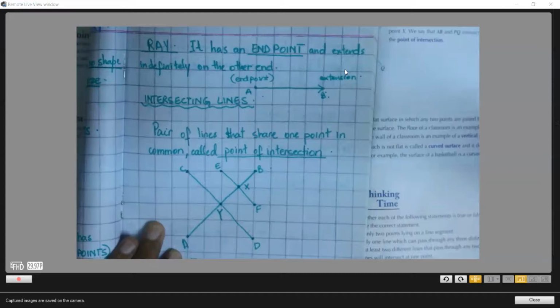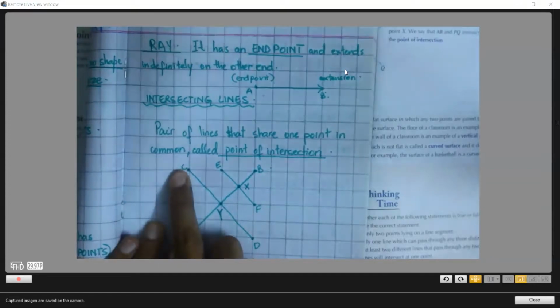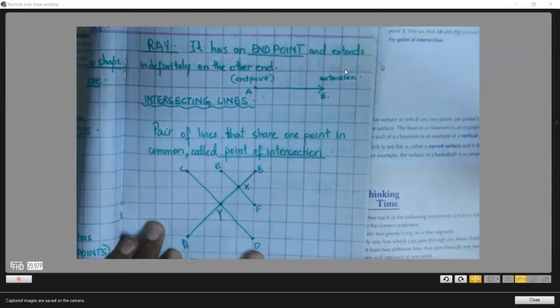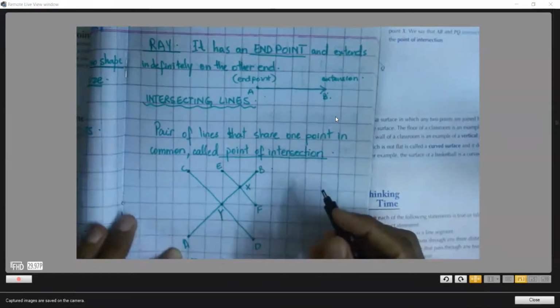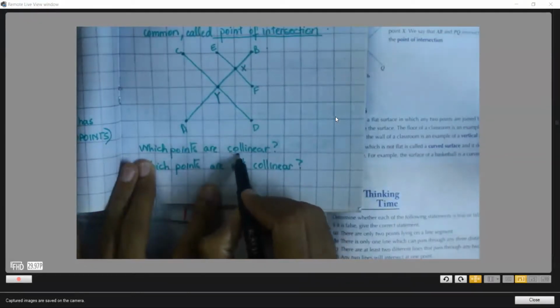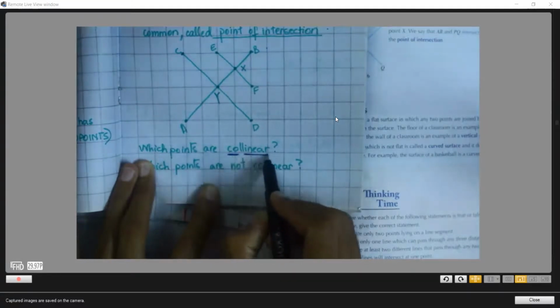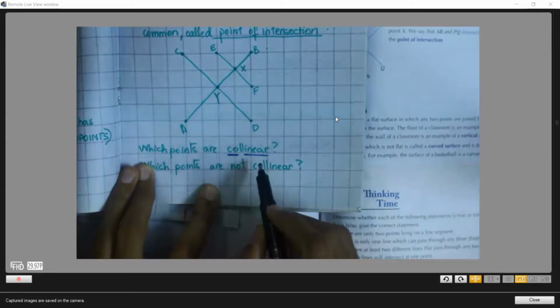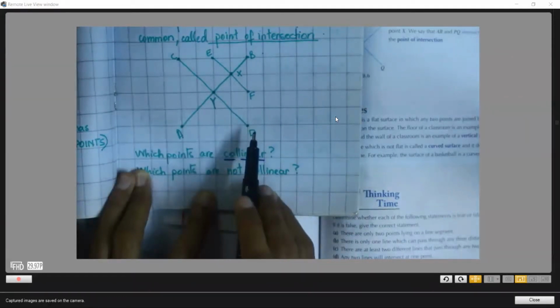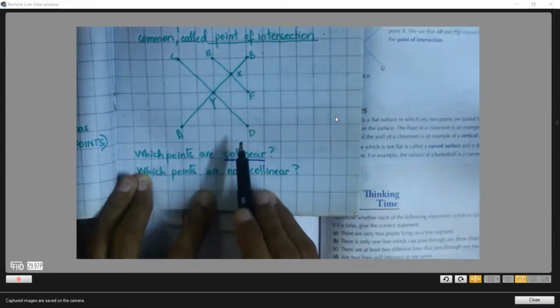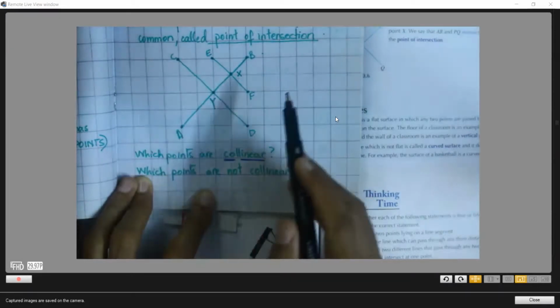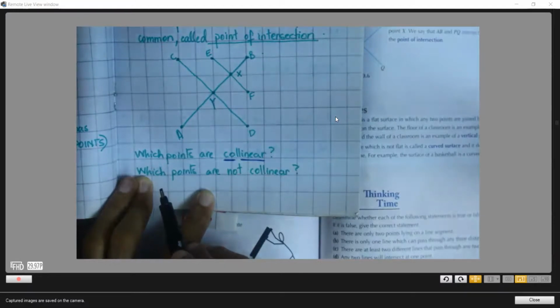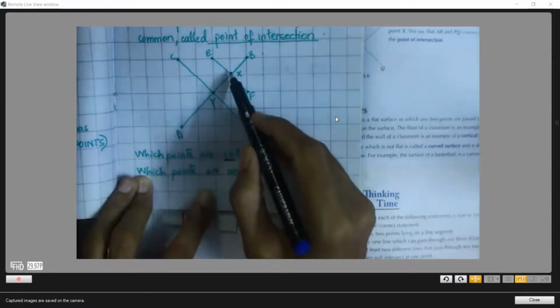Now tell me, are C, Y, D collinear? What does collinear mean? Collinear means on the same line. Co means sharing, so sharing the same line. Which points are collinear? C, Y, D. Are there any other points which are collinear? E, X, F. Are there any more? A, Y, X, B. Yes.